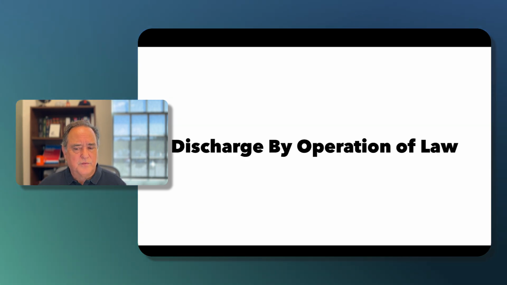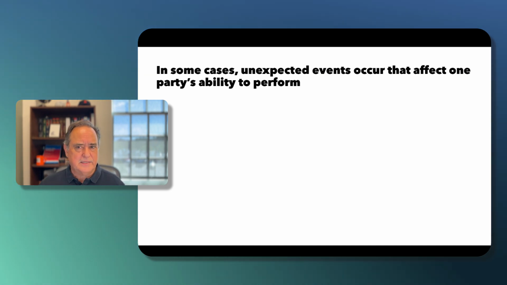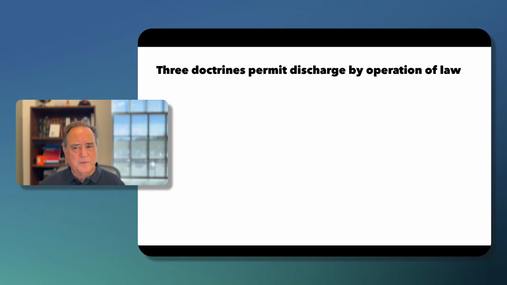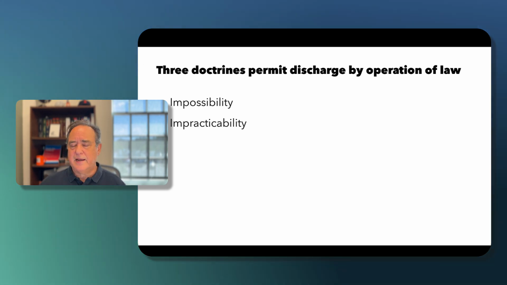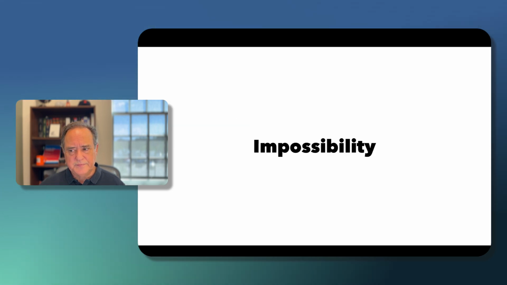The law itself can also discharge contract obligations. In some cases, unexpected events occur that would affect one party's ability to perform. And when that happens, the law may allow the parties to be excused from performance under the contract. Now, three doctrines permit discharge by operation of the law. The first is impossibility, the second, impracticability, and third, frustration of purpose. Let's talk about each of those in more detail.